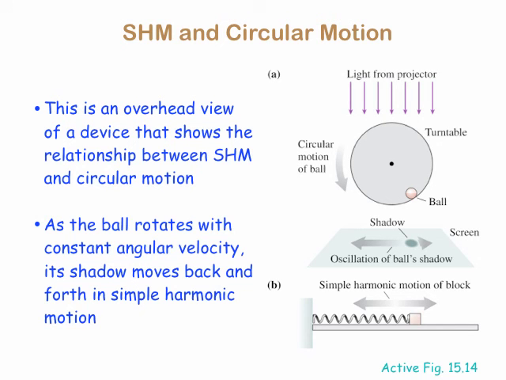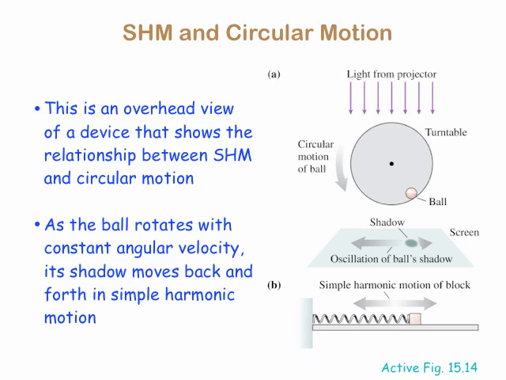Simple harmonic motion and circular motion are intimately related. What you're looking at here is an overhead view of a device that shows the relationship between simple harmonic motion and circular motion. It's a ball on a disc. The disc, or turntable, rotates, bringing the ball with it. If the turntable rotates with a constant angular speed, omega is constant, then the ball will rotate around the disc at a constant angular velocity.